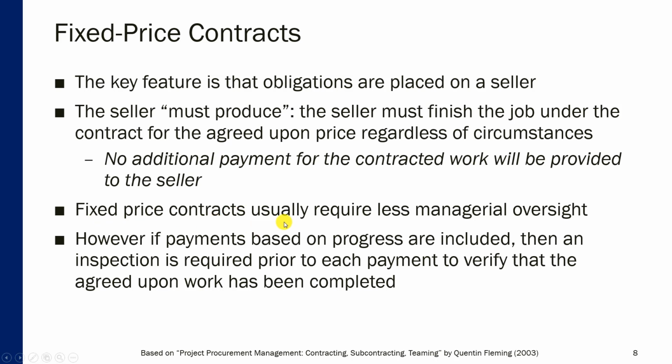Fixed price contracts are usually straightforward. You just agree on a price, both parties agree, and then the seller tries to deliver within that price. So there's less managerial oversight. However, if payments on a fixed price contract include partial payments depending on the progress, then of course it gives more managerial headache, because you need to do a periodic inspection to make sure that the seller is on track and is delivering what was agreed upon.